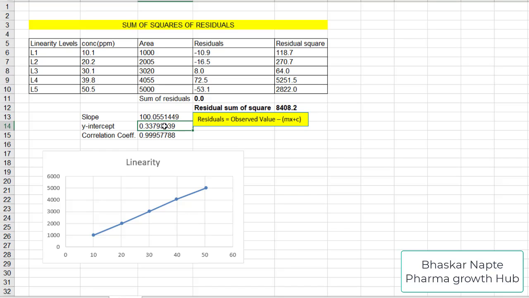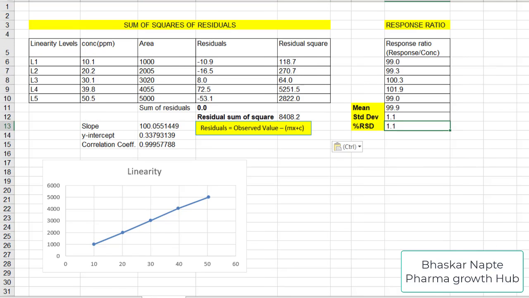Let us now understand the next parameter, which is slope, that needs to be reported. Y-intercept also needs to be reported, and there is a limit for correlation coefficient, like 0.999 in case of assay, or maybe 0.997 in case of related substances according to your in-house SOP. So there is a meaning in calculating the correlation coefficient. Now I am going to talk about the response ratio. This is a parameter which is not mentioned in the ICH guideline, but I personally felt that this parameter is very important and one can really consider it to establish the linearity.